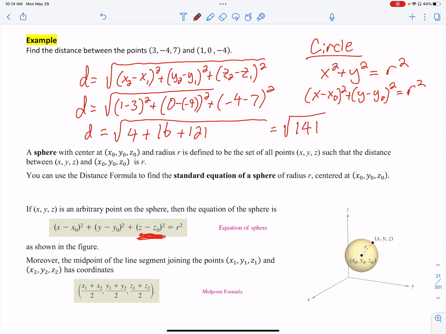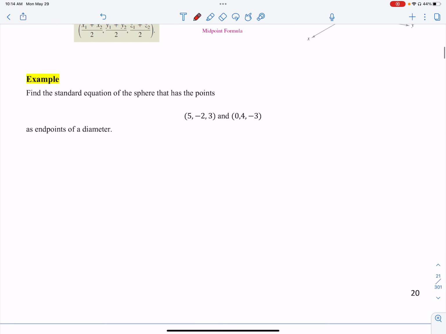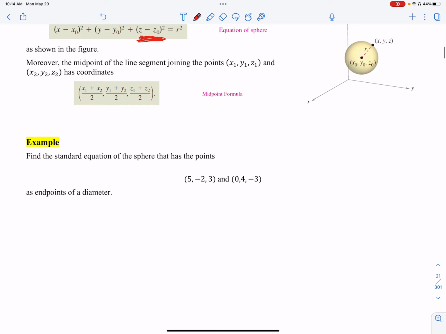Okay, so that is the distance formula. That is a sphere. We're going to write the standard equation of the sphere that has the points as endpoints of the diameter. So what we're talking about is these are actually 2 points on opposite ends of the sphere. We know that because they say endpoints of the diameter, diameter being the distance across my sphere. So I need to find 2 things here. I need the radius, and I also need the center point, right?